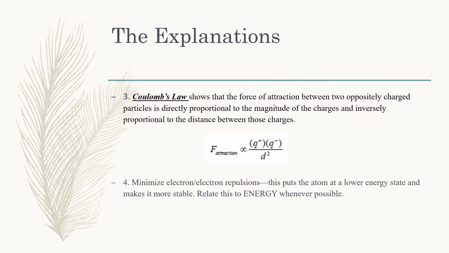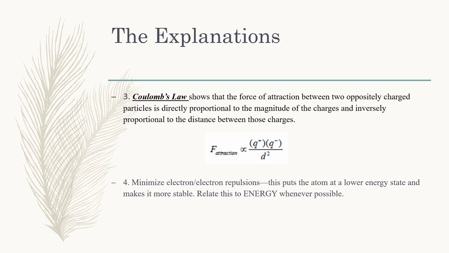Our next explanation is Coulomb's law, or commonly referred to as the law of inverse squares. Coulomb's law shows that the force of attraction between two oppositely charged particles is directly proportional to the magnitude of the charges, meaning that if I have a +2 and a -2 versus a +1 and a -1, and inversely proportional to the distance between those two charges. This can also work for forces of repulsion if you have, say, the 2 electrons as your charged particles. But as you increase the amount of charge, it's directly proportional, so you'll get a larger number in the numerator.